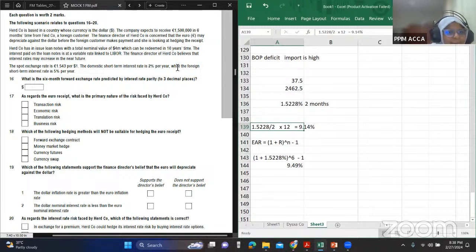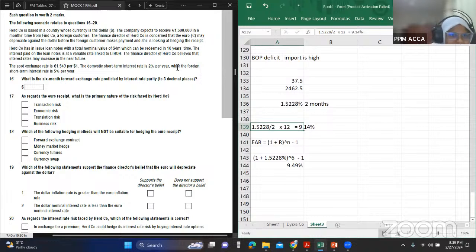Then they're saying Herd Company has in issue loan notes with a total nominal value of 4 million, which can be redeemed in 10 years' time. The interest paid on the loan notes is at a variable rate linked to the LIBOR. LIBOR is the London interbank interest rate, okay? So if you have a variable rate, usually it will be linked to this LIBOR. The finance director of Herd believes that interest rates may increase in the near future.